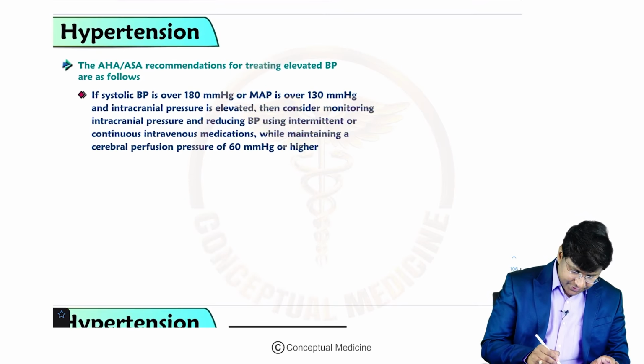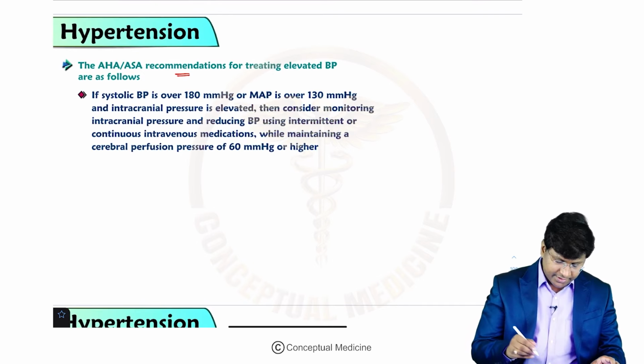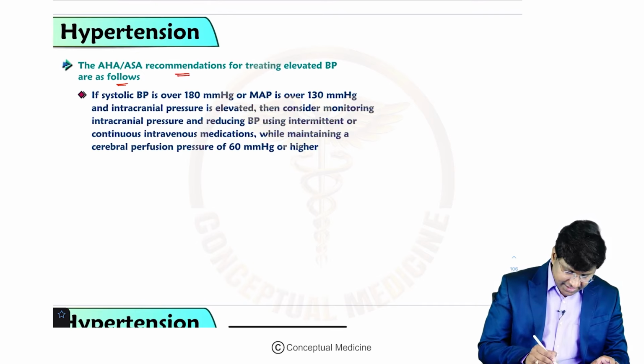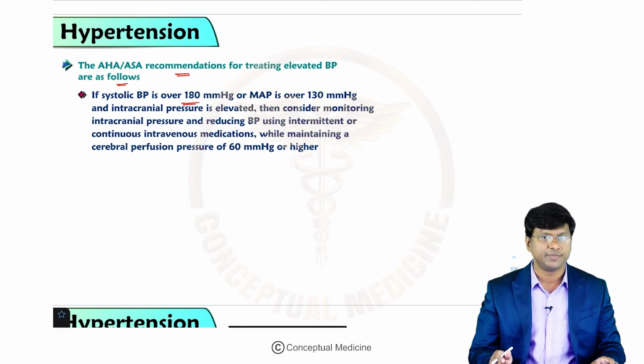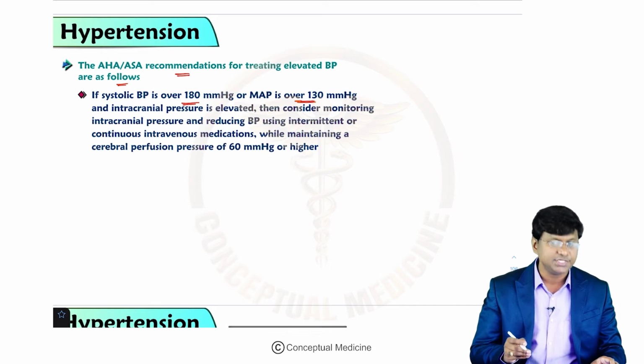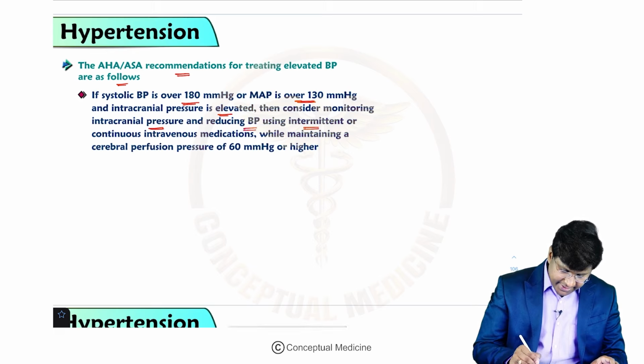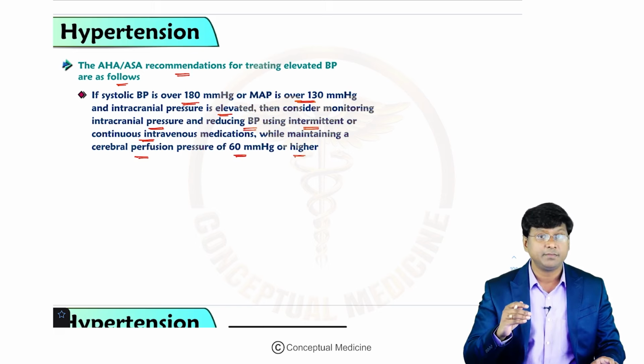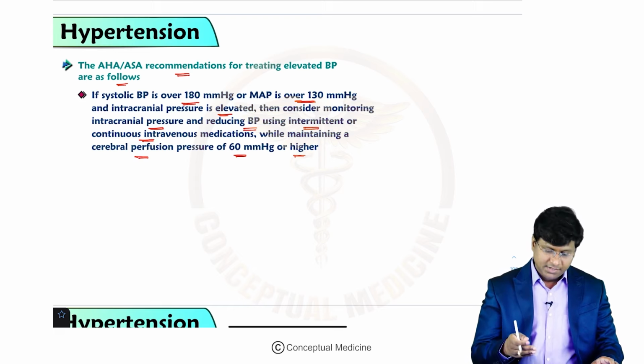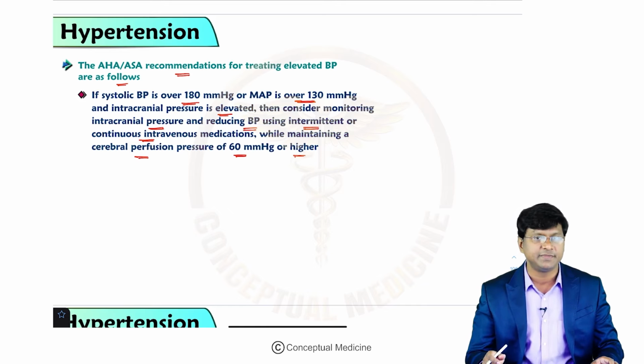Then you take the second scenario. For treating elevated blood pressure, these are the other guidelines. If the systolic blood pressure is over 180 millimeters of mercury or mean arterial pressure is over 130 millimeters of mercury and intracranial pressure is elevated, then consider monitoring the intracranial pressure and reducing the blood pressure using intermittent or continuous intravenous medication while maintaining a cerebral perfusion pressure of 60 millimeters of mercury or higher. So, if the mean arterial pressure is 130 and systolic 180, then you need to monitor the intracranial pressure and reduce the blood pressure using intermittent or continuous intravenous medications. But our patient's mean arterial pressure is 127 millimeters of mercury.